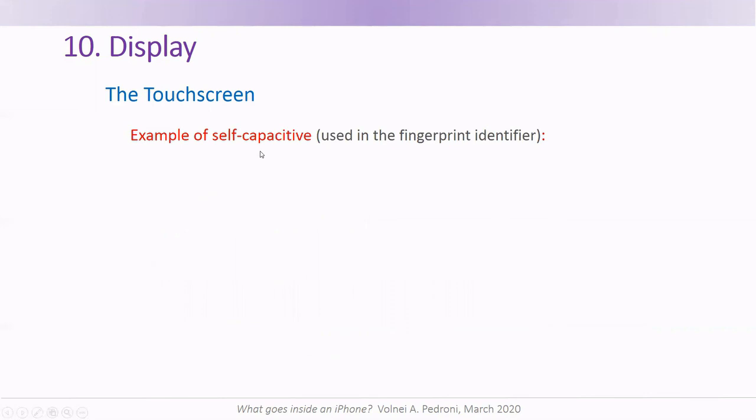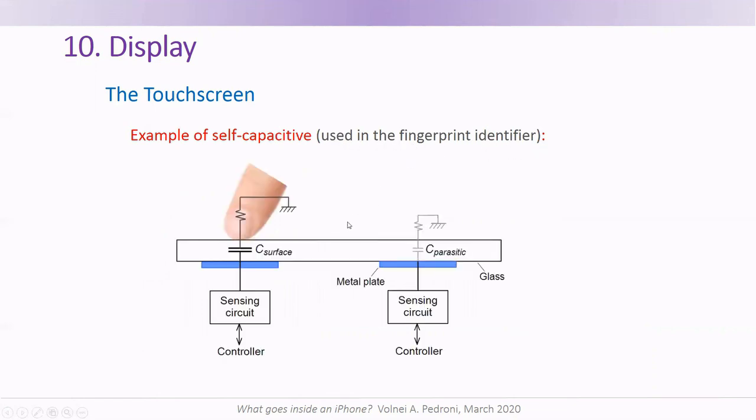Example of a self-capacitive touchscreen. We saw this already in the case of the fingerprint identifier. Here it is. So we have here the bottom plate of a capacitor. The upper plate here is formed by the finger. So the sensing circuit notes that this becomes a large capacitance. So there is no interaction between the plates, between the capacitors, sorry. So that's the reason why it's called self-capacitive.